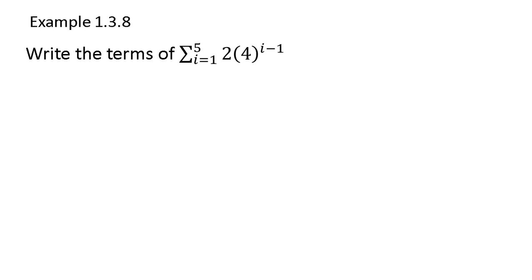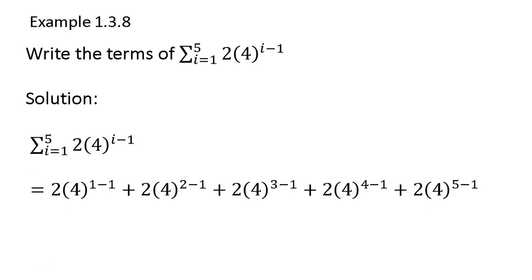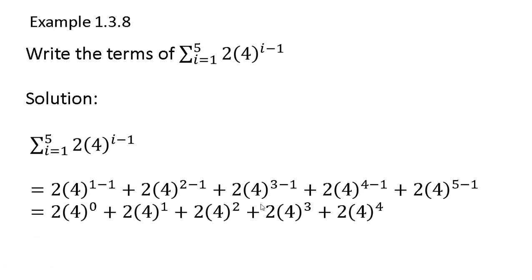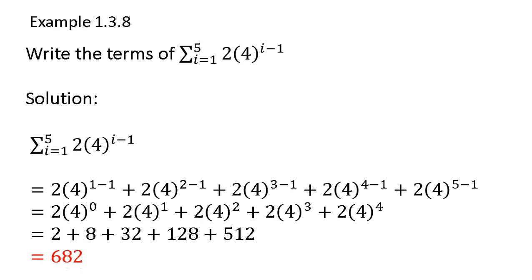Okay, here, write the terms of the summation of 2 times 4 to the power of i minus 1, where i goes from 1 to 5. Solution, we have this in sequence. So substitute the value of i: 1, 2, 3, 4, 5. Okay, and then 2 times 4. So any number with an exponent of 0 is 1. So that's why 2 times 4 to the power of 0 is 1. So that's why we have 2 here. And so, the sum is 628.